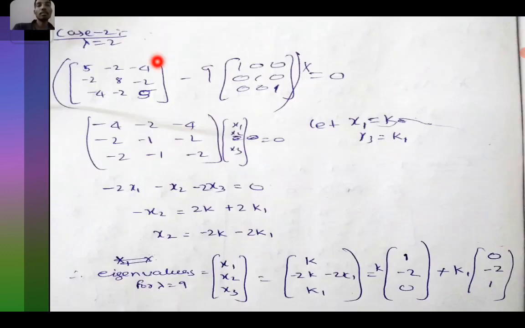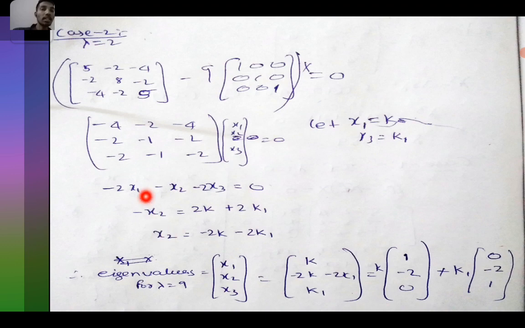Case 2. By taking lambda equal to 9, we get three equations, that is minus 2x1 minus 2x2 minus 2x3 equal to 0, minus 2x1 minus 2x2 minus 2x3 equal to 0, minus 4x1 minus 2x2 minus 4x3 equal to 0. These three are identical equations, which can be solved by taking any two of them as k and k1. Let x1 be k and x3 be k1.